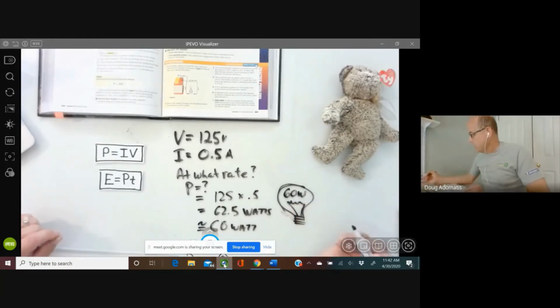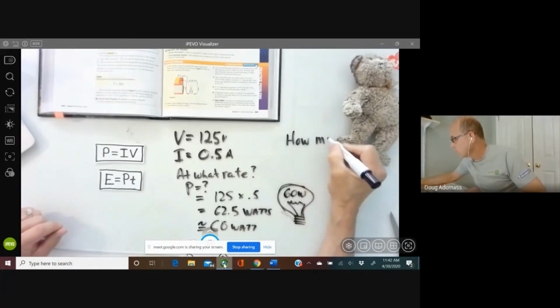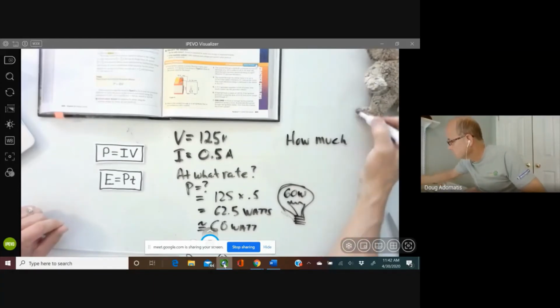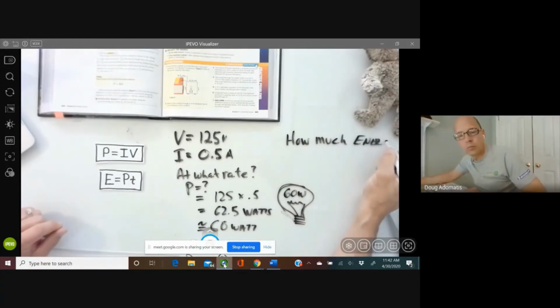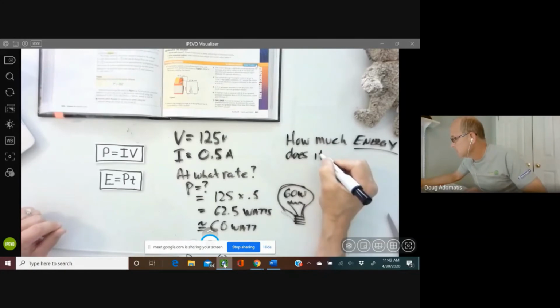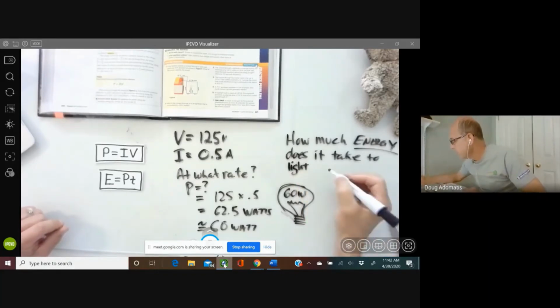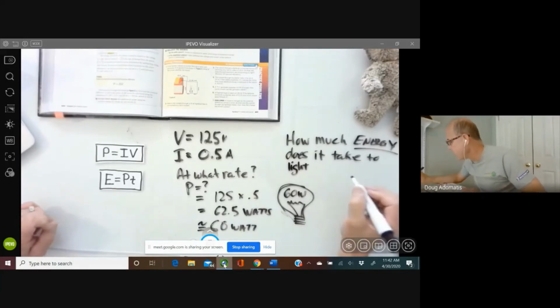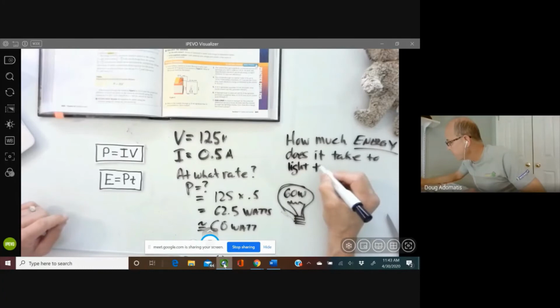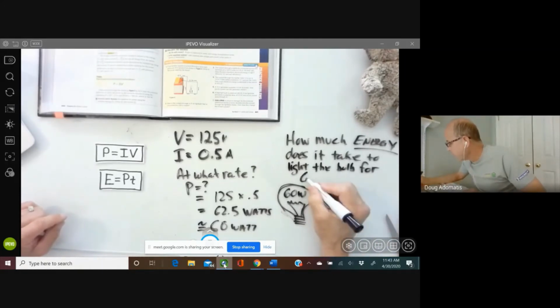60-watt light bulb. How much energy does it take to light, that's not a good word, I don't want to use that word because we have a very specific meaning for the word power now. How much energy does it take to light the bulb for 60 seconds?